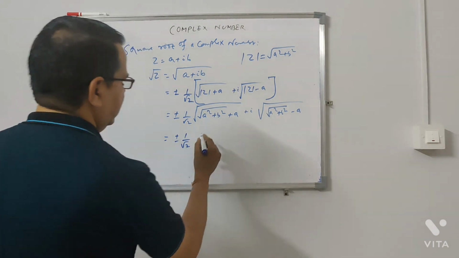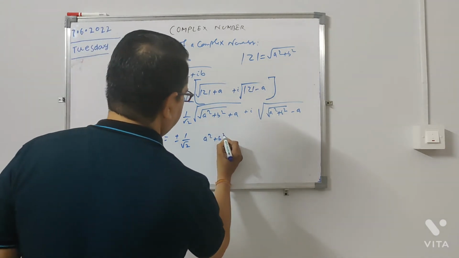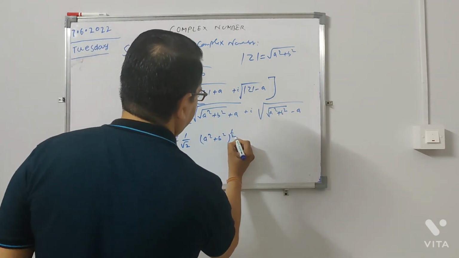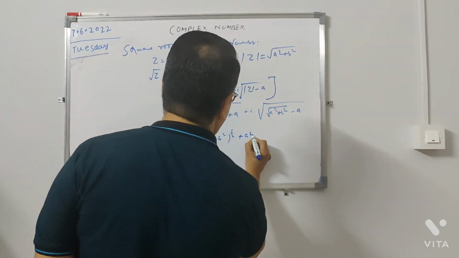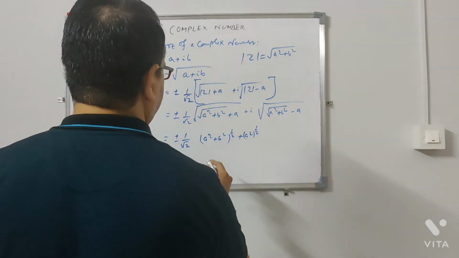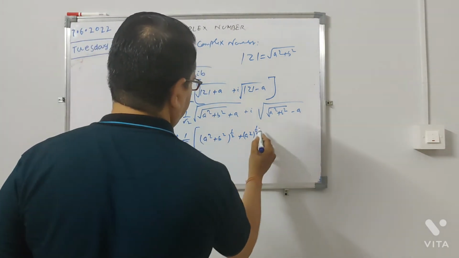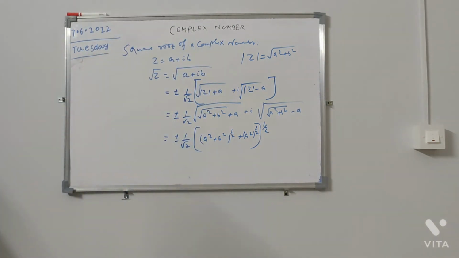So you can write this as a square plus b square, a square plus b square to the power half, right? Then this one is also a square to the power half, right? Then whole thing to the power half.